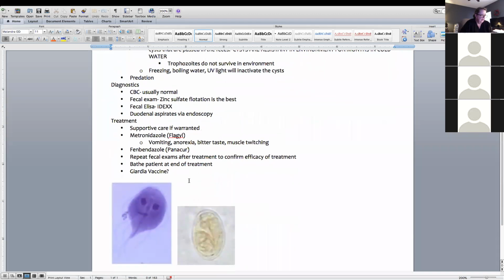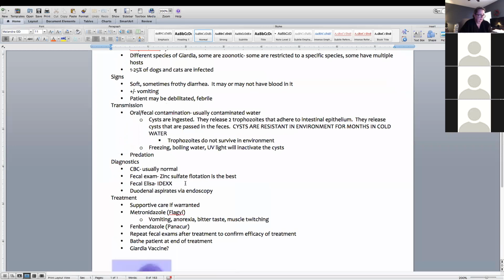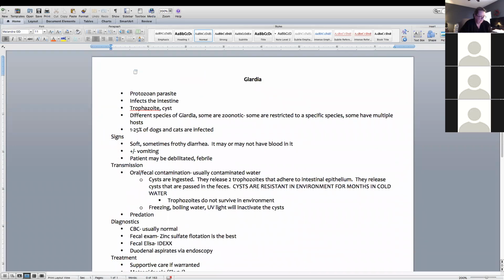And usually we do recheck. Usually we do a two to three week course and recheck a fecal to make sure it's clear. Or sometimes the client's like, hey, they're all better, and maybe they don't want to do the fecal, but it's always good to recheck, make sure that those tests are negative.